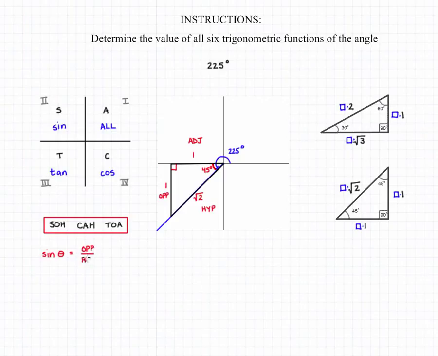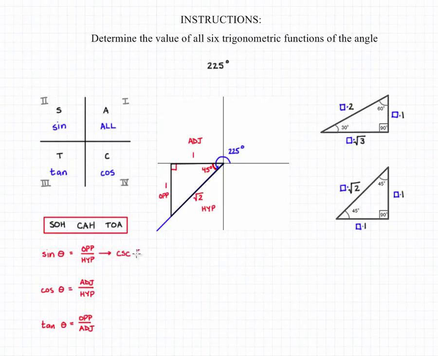So the sine of theta in a right triangle is the opposite over the hypotenuse. The cosine of theta is the adjacent over the hypotenuse. And the tangent of theta is the opposite over the adjacent. And for each of these trig functions, we have a reciprocal trig function.